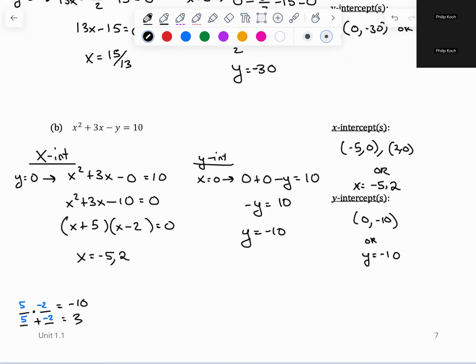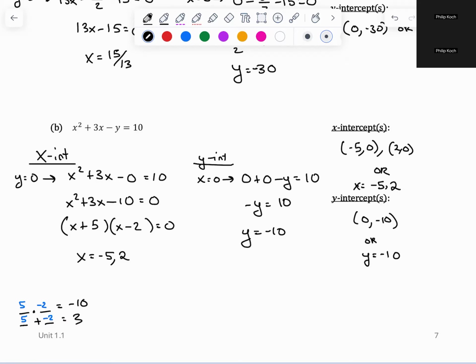I needed to find two numbers that multiplied to negative 10 and added to 3, which ended up being 5 and negative 2. And then I set each factor equal to 0 using the zero product rule or zero factor rule. And you get x is equal to negative 5 or 2, which means that the intercepts are negative 5 comma 0 and 2 comma 0 if you want to write them as coordinate points. Or if you're looking at it on ALEKS, they usually just want you to write the x value, so negative 5 comma 2.